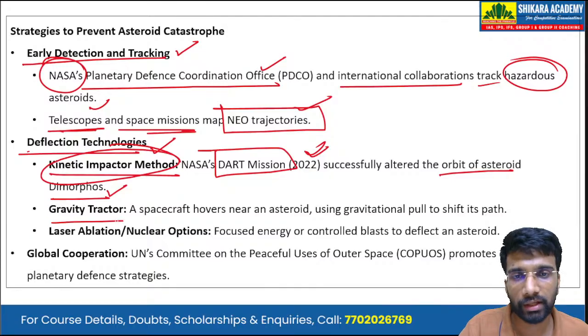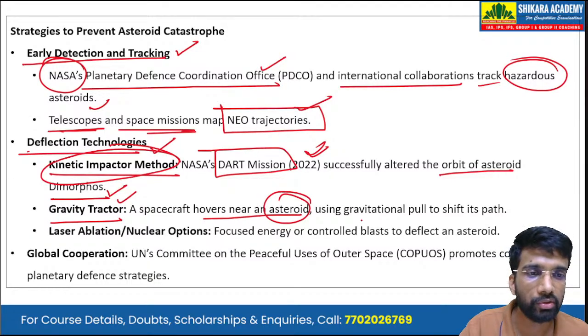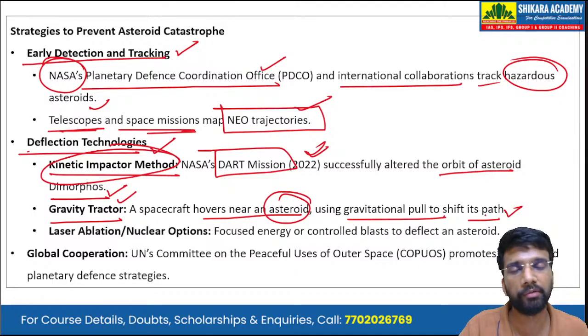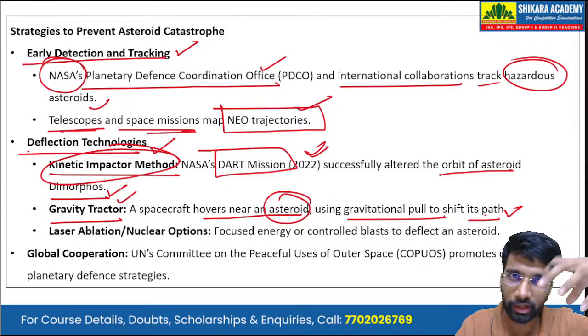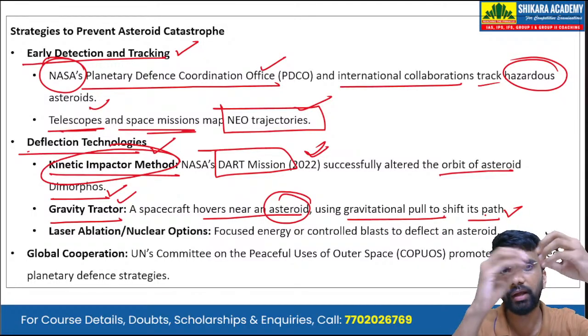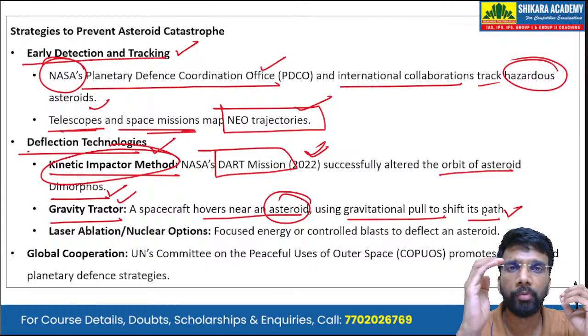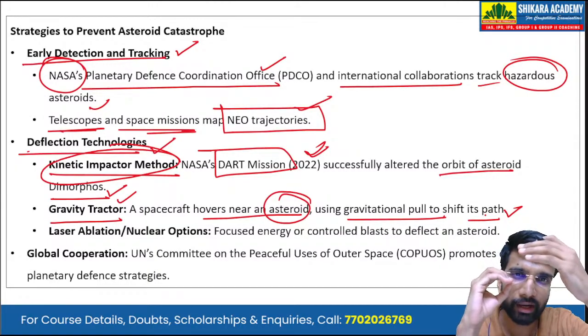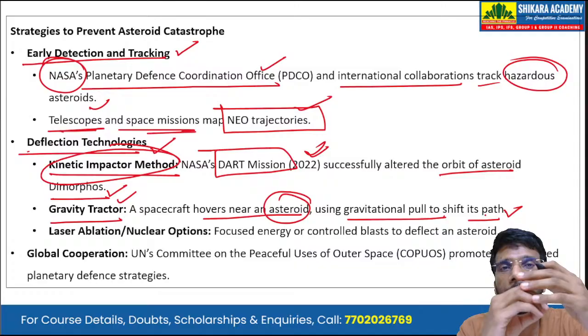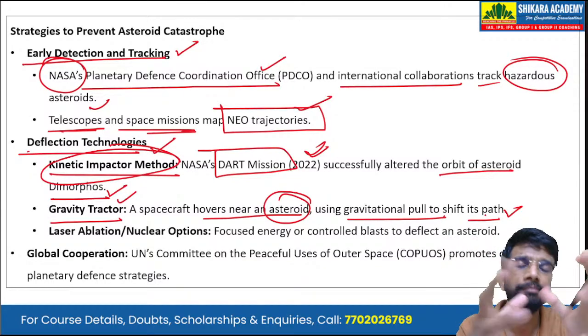Okay. Then there is the gravity tractor. A spacecraft hovers near an asteroid, using gravitational pull to shift its path. So now, if an asteroid is coming and we hit it with a man-made object and provide a kinetic impact, with that kinetic impact the orbit of that asteroid can be changed.